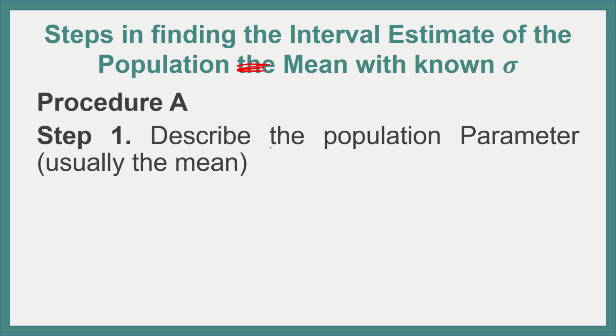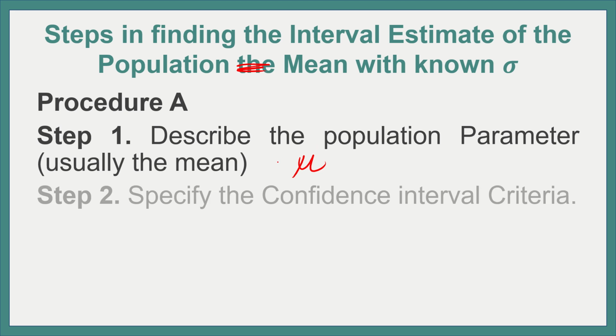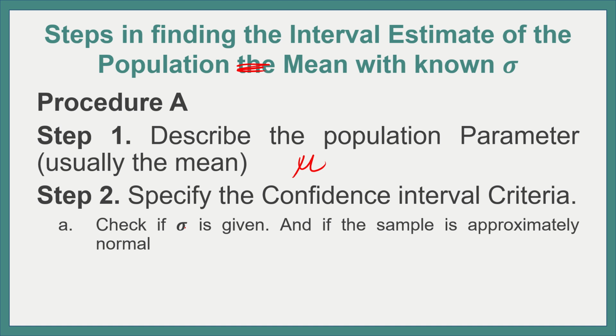So step number one is this: we need to describe the population parameter, and usually what we are estimating is the value of the population mean. Second, we need to specify the confidence interval criteria. So we have here three steps. First, we need to check if our sigma is given and if the sample is approximately normal where our n or sample size is greater than or equal to 30. Second, if letter A is satisfied, if this one is given and our n is greater than or equal to 30, then we will use the z statistics.